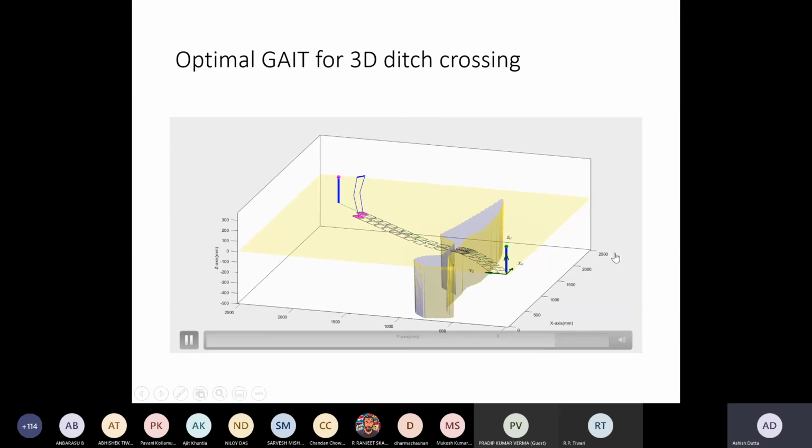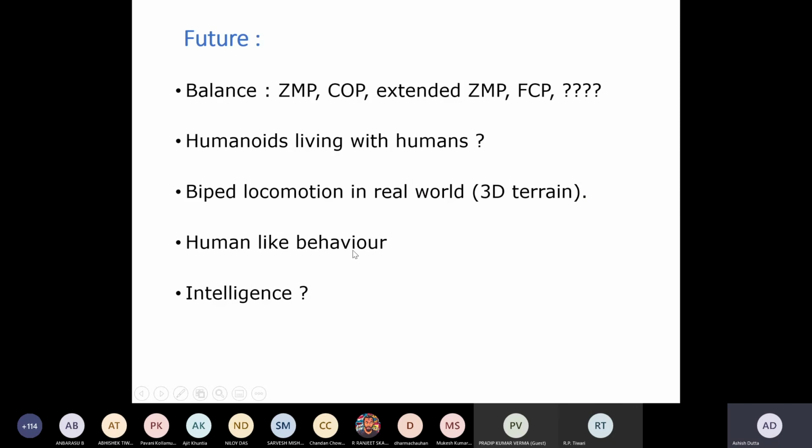Okay. So I think I'll stop today. Okay, before I stop, the future directions of biped research. One is balance. We said that there is zero moment point, but it is valid only for walking on flat ground. Uneven ground doesn't work. So people have used things like center of pressure. What do human beings use? Do human beings use this? No, human beings use center of pressure.